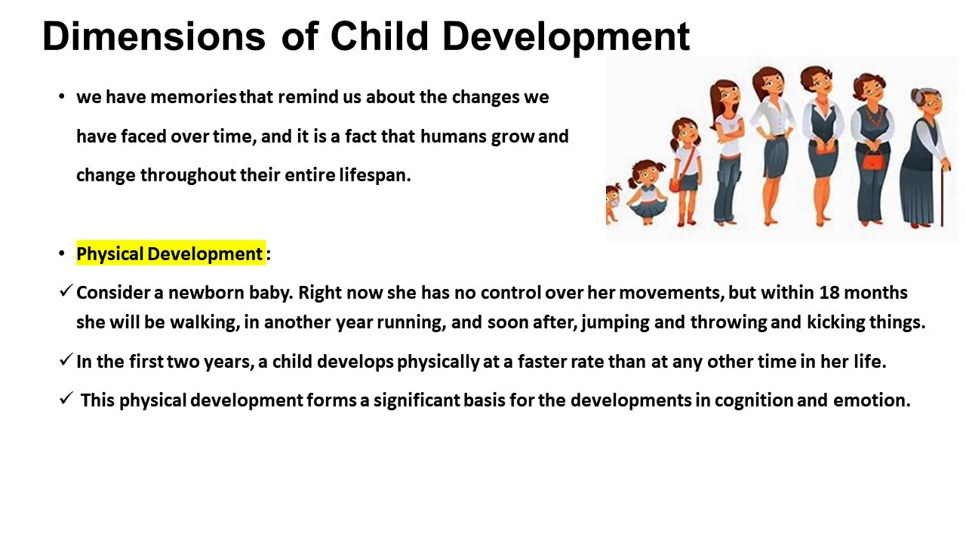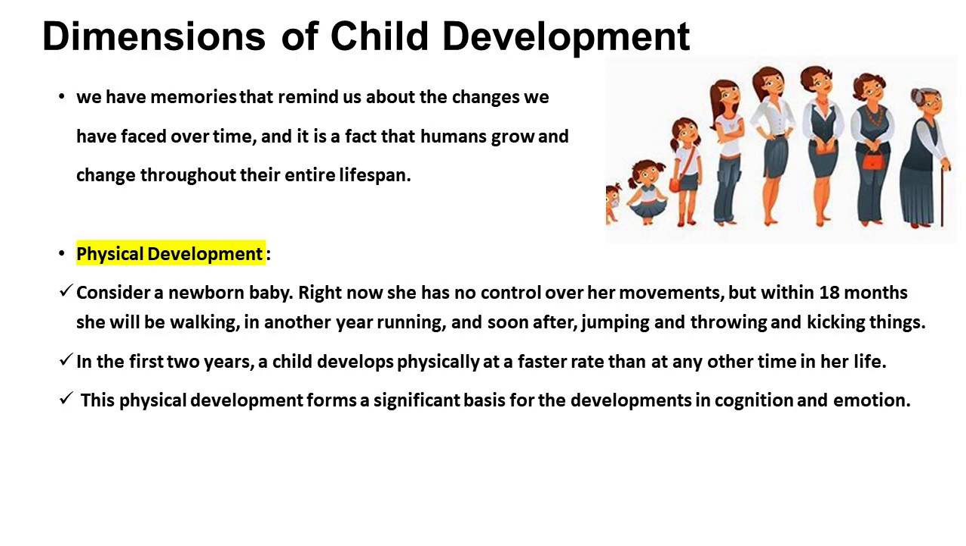Now we will try to understand about physical development. Consider a newborn baby. Right now she has no control over her movements, but within 18 months she will be walking, in another year running, and soon after, jumping and throwing and kicking things.